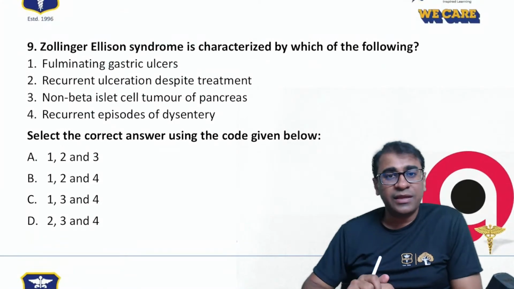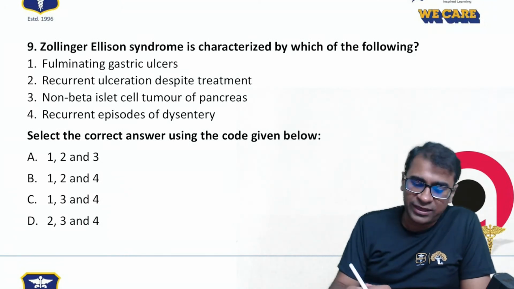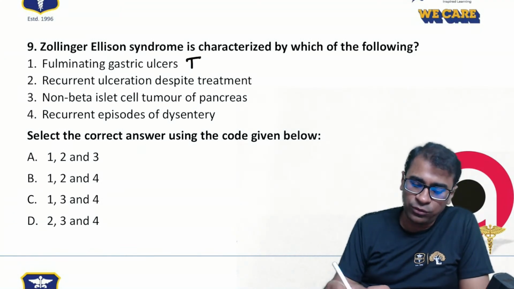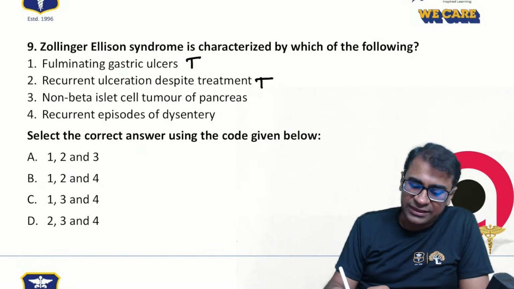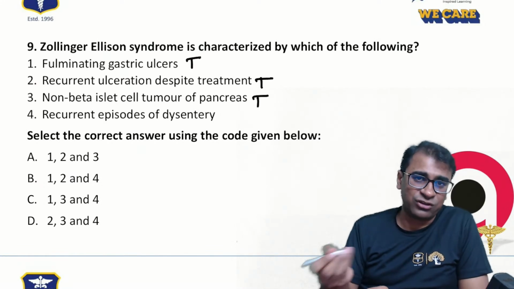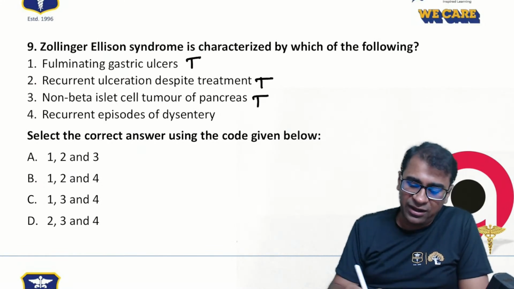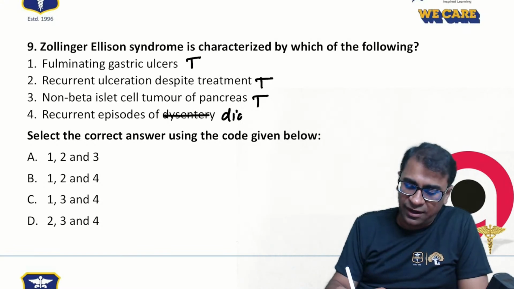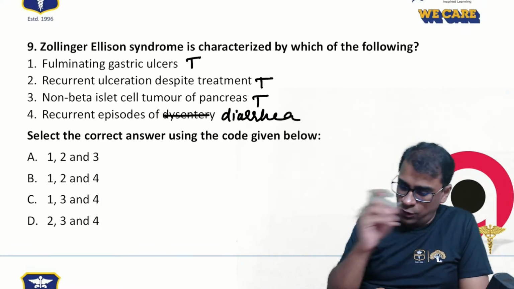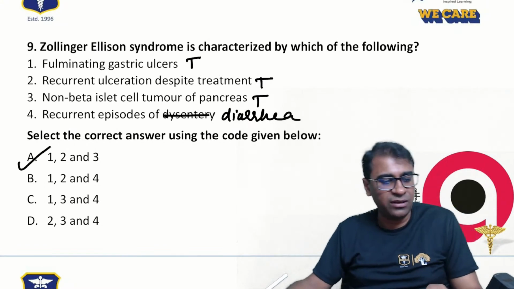Okay, here comes Zollinger-Ellison syndrome again. So yes, it causes a peptic ulcer. I've already taught you the definitive treatment, yes. Non-beta cell tumor of pancreas, therefore it causes gastrinoma. And recurrent episodes of dysentery, no, it causes recurrent episodes of diarrhea. So what will be the answer? 1, 2 and 3. That's a simple one. I'll not discuss it again.